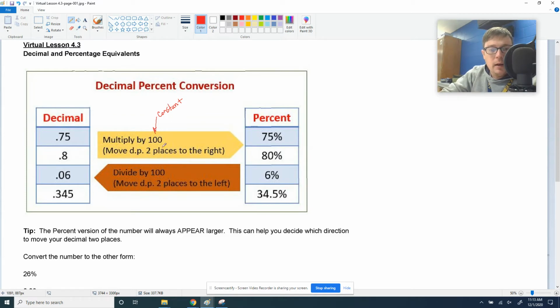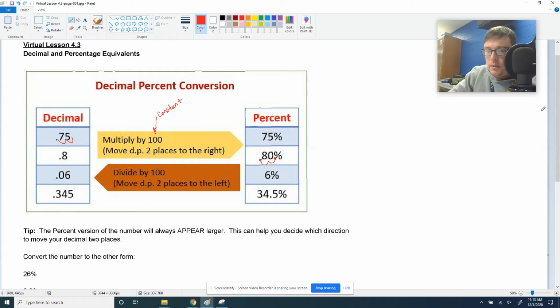Now, multiplying and dividing by 100 is actually really easy to do. There's no calculator necessary. All it is is moving the decimal two places to the right when you multiply, like you see here, 1, 2 to make 75, or two places to the left, like you can see here, 1, 2 to make this back into 0.8. So all it is is a decimal move of two places. The one thing that most kids get tripped up on is which direction, and how do I know which way to move it?